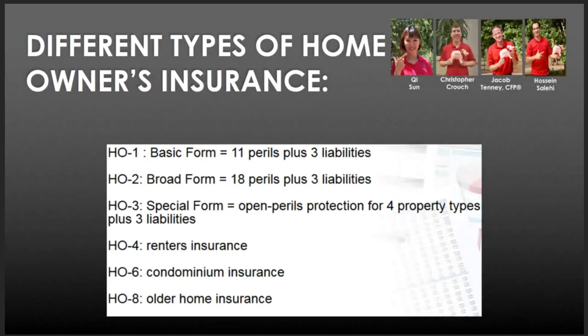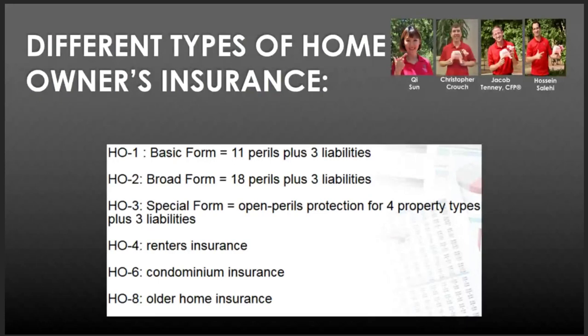HO2. It will cover the 18 along with 3 liabilities, and those 3 liabilities are no-fault medical, no-fault property damage, and personal liability coverage. But really what you want to know is just the basics between these different ones. So HO3 is open perils. That means it'll cover everything unless there's something listed that it won't cover. And those usually will include flood and earthquake, and they may include a couple other things.